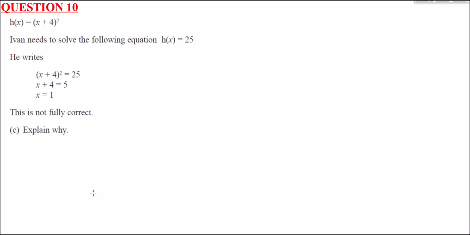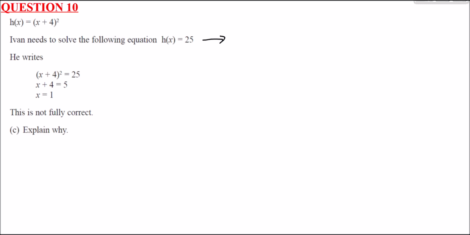h of x equals x plus 4 all squared. So Ivan needs to solve the following equation, h of x equals 25. This is what he writes down. It's not fully correct. Explain why. So my suggestion to you is to do the question yourself, have confidence that you know how to do this question, correct his version of it by comparing your correct version to his incorrect version. So as long as you've got confidence, you can see the error by spotting the difference between your correct one and this incorrect example. So how would you solve h of x equal to 25?